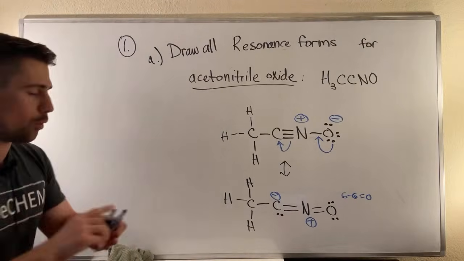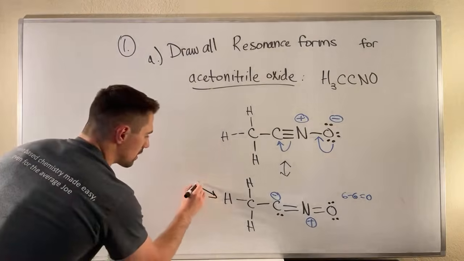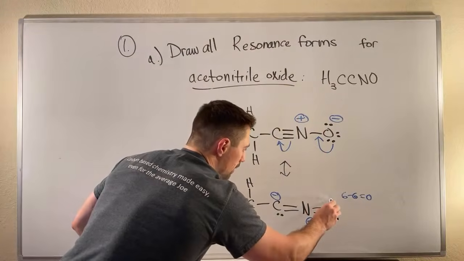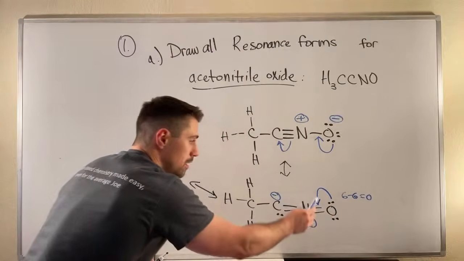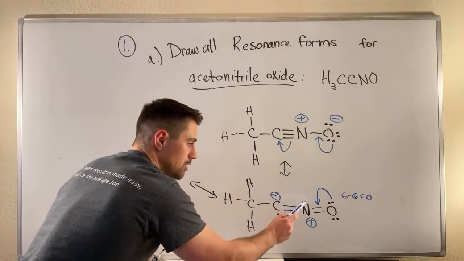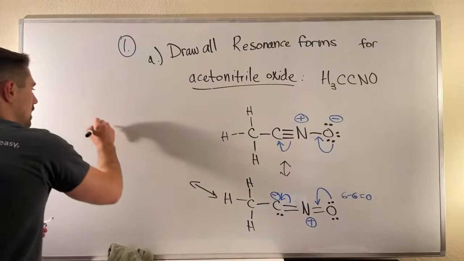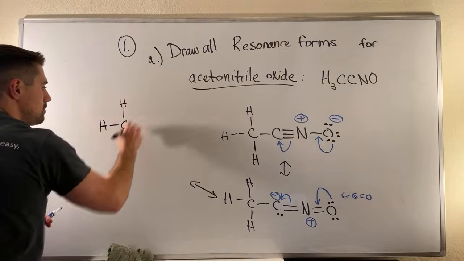We can actually draw 1 more. I'm going to go over here. I can actually do the same maneuver 1 more time. I can have oxygen share a little bit more. And to avoid breaking the octet rule with nitrogen, I can bounce yet another pair of electrons onto carbon. So that looks like this.